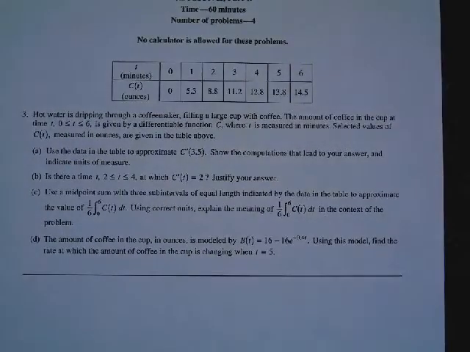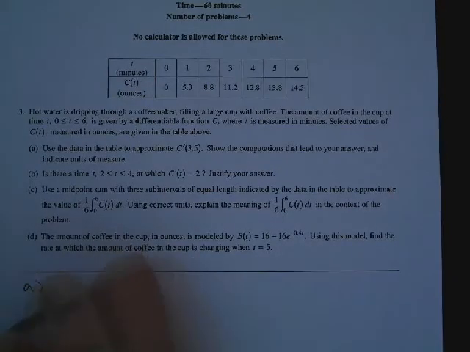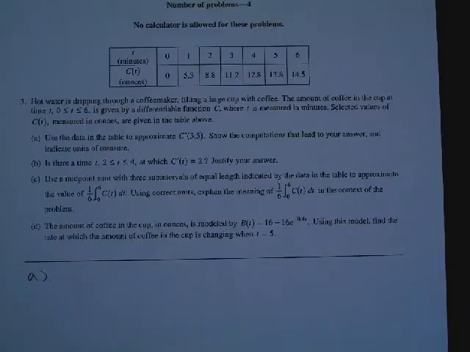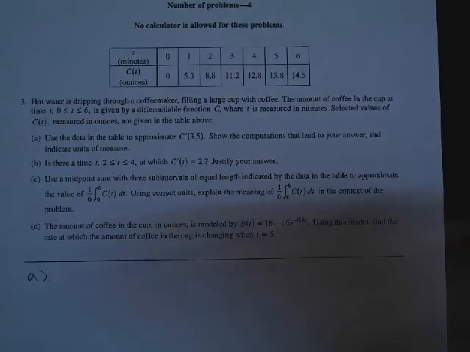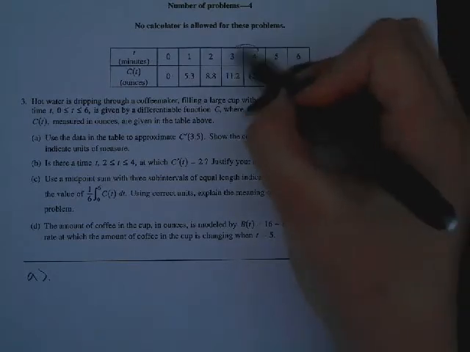All right, in this problem, we are making coffee. At first it says to use the data in the table to approximate C prime of 3.5. So they're asking us to use the average rate of change to approximate the derivative, because if we have a table, all we can do is the average rate of change. So 3.5 comes right between 3 and 4.